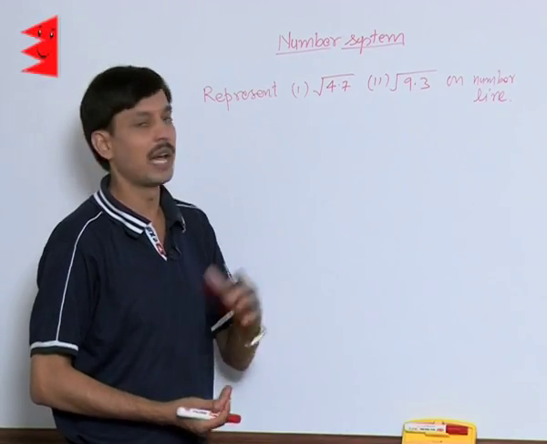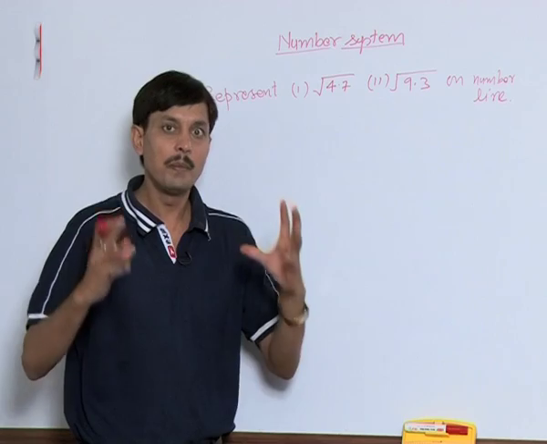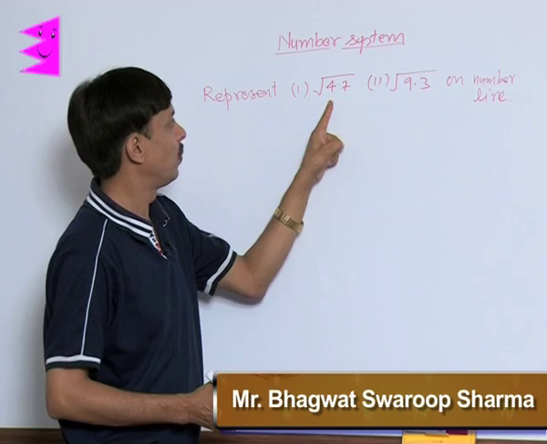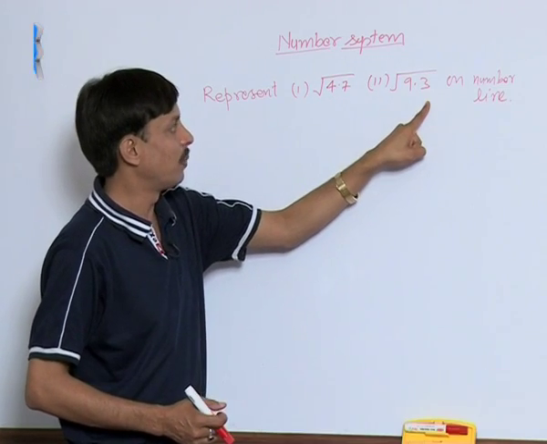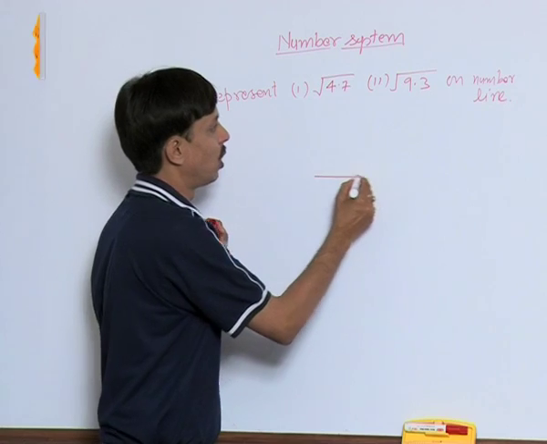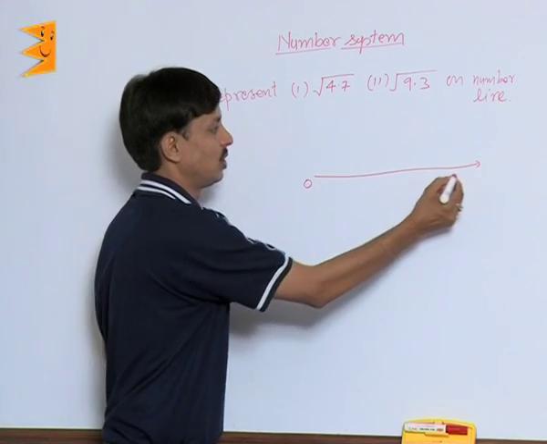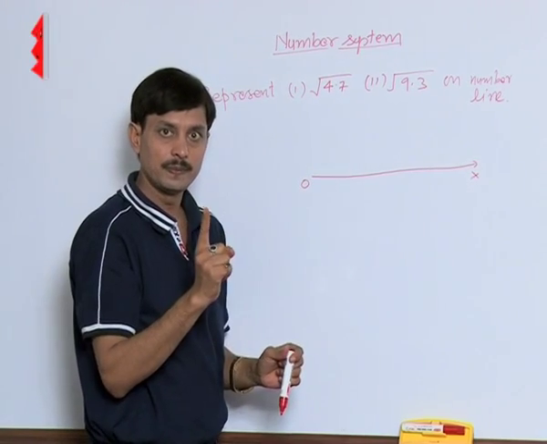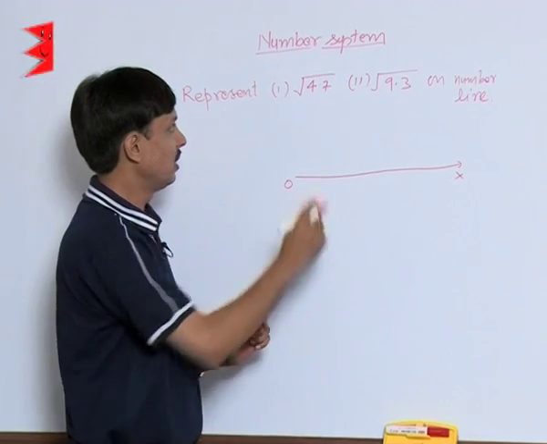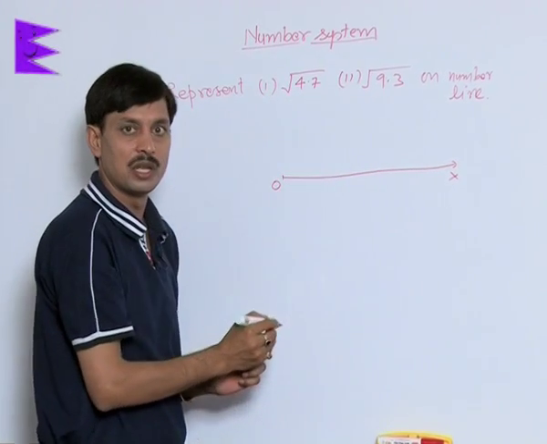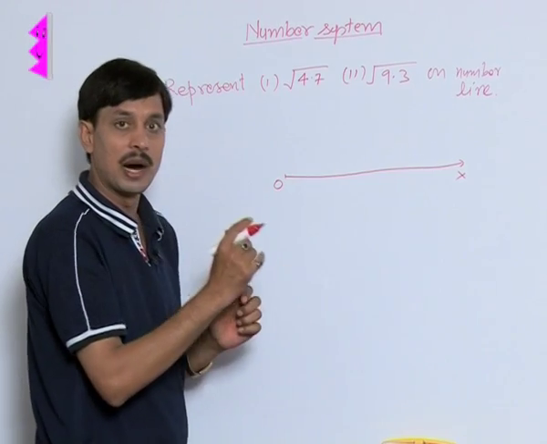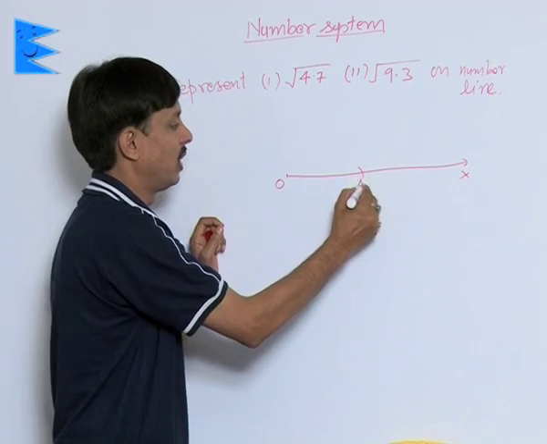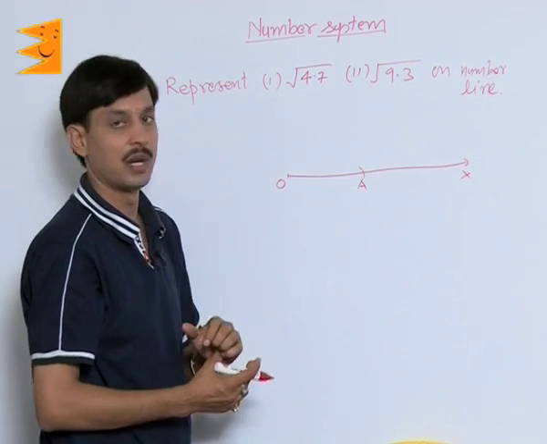Now a special type of representation where the mean proportion is applicable. Someone says represent root 4.7, root 9.3 on the number line. First of all, you draw any ray. Suppose this is ray OX. To represent root 4.7, you take the compass, put the needle at O, and mark an arc with the length of 4.7. Suppose this comes at the point A.